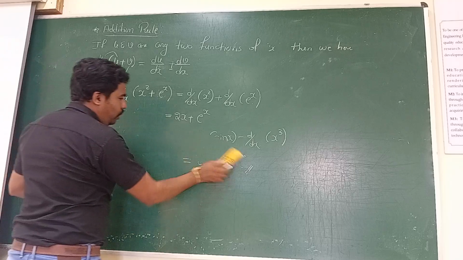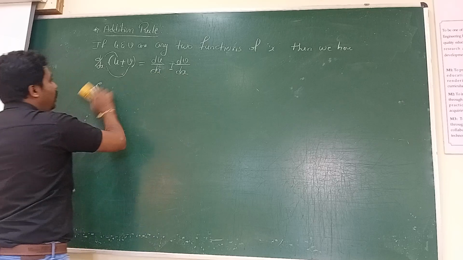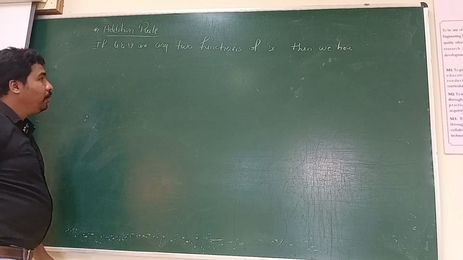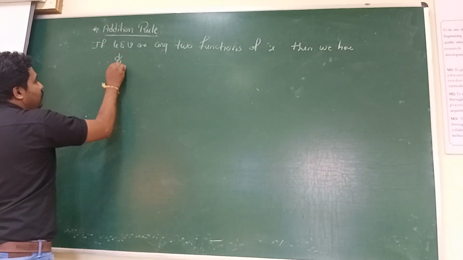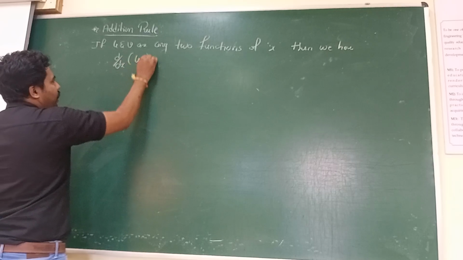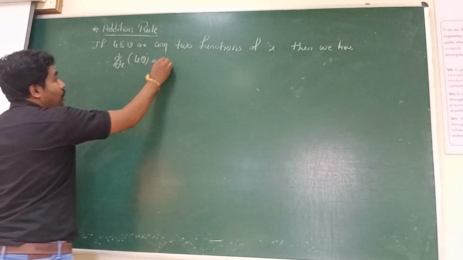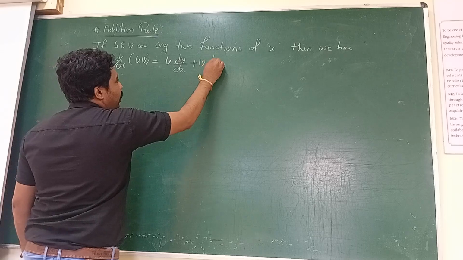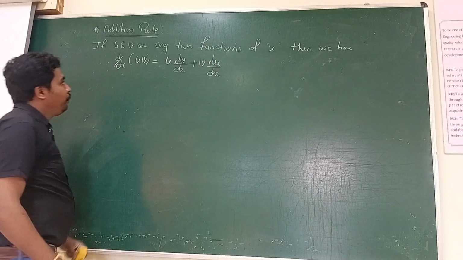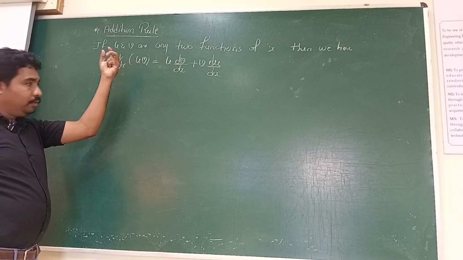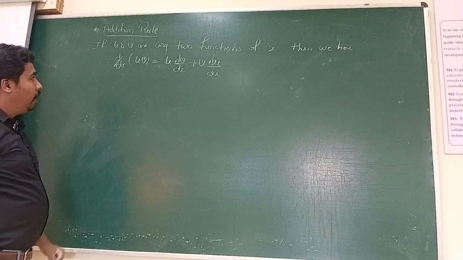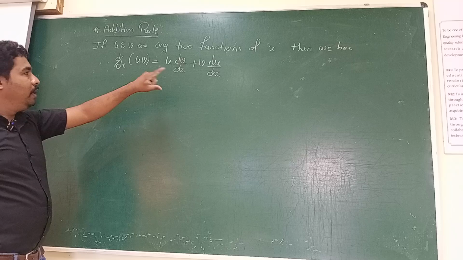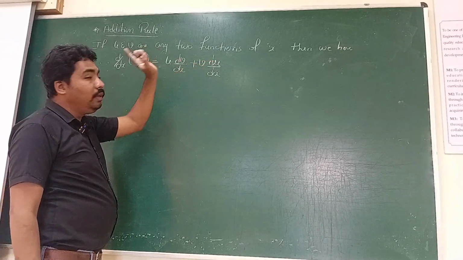Now I'll move on to the next important rule, that is multiplication rule. Same. If u and v are any two functions of x, then we have the multiplication rule. What it says, d by dx of u into v becomes u into dv by dx plus v into du by dx. Means if we have a product of functions of x, then by keeping one function as it is, we are differentiating the other function, plus by keeping the other function as it is, we are differentiating the first function.